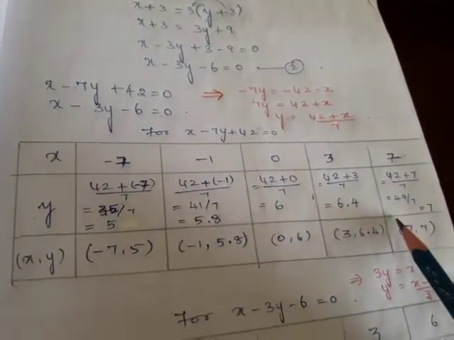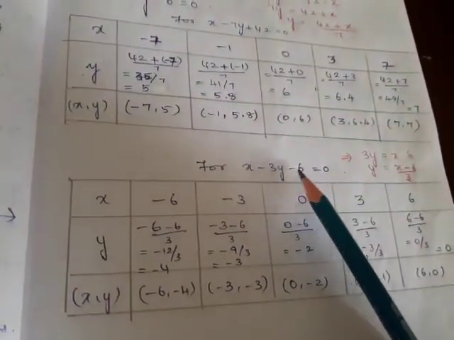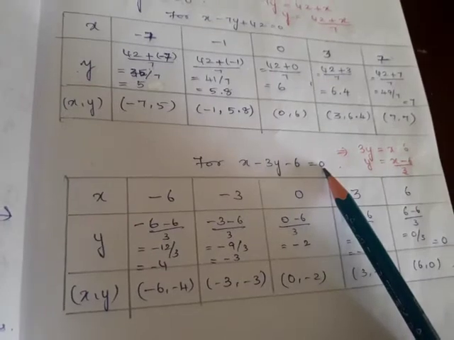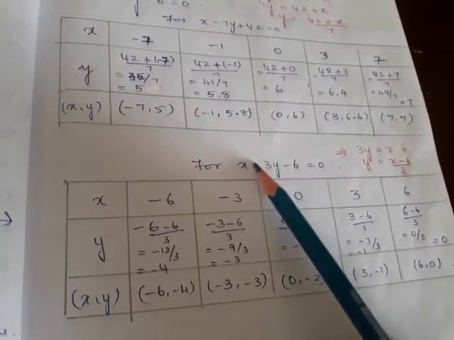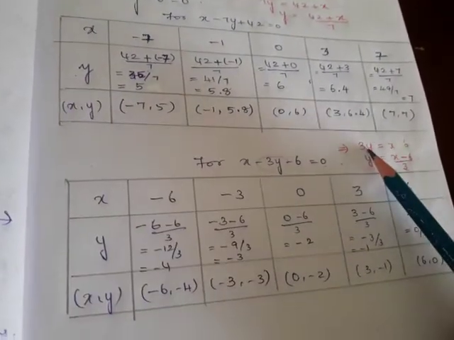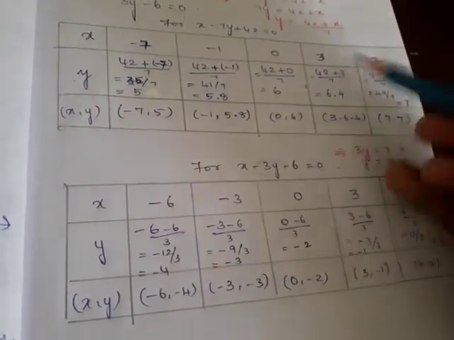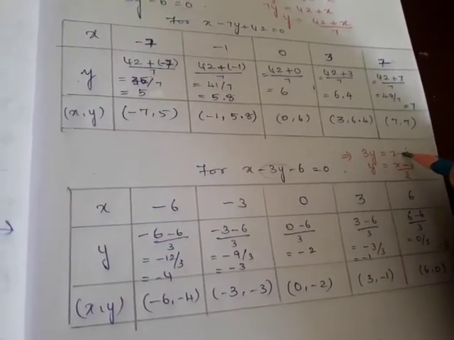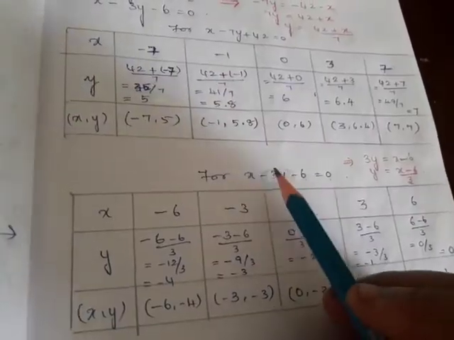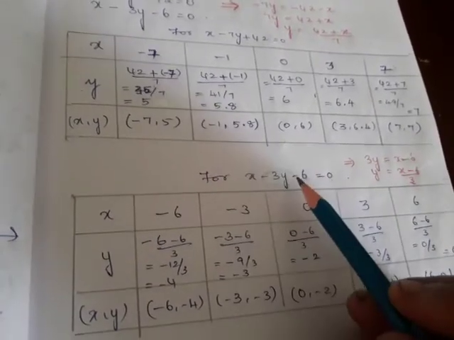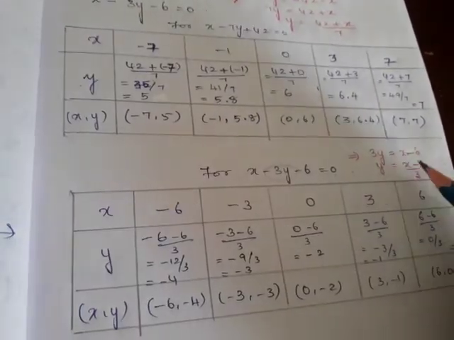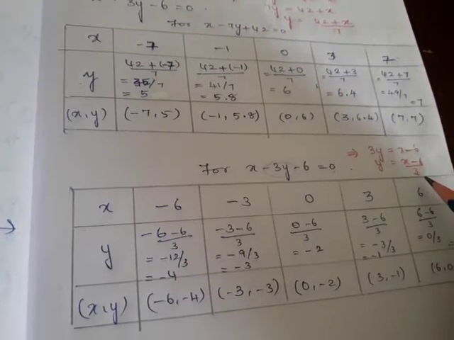Then x comma y I have written. Similarly, solve for the second equation. x minus 3y minus 6 is equal to 0. From this, solve it for y. Minus 3y, 3y is equal to x minus 6. I brought 3y to the other side and I kept x minus 6 on one side. So y is equal to (x minus 6) divided by 3.